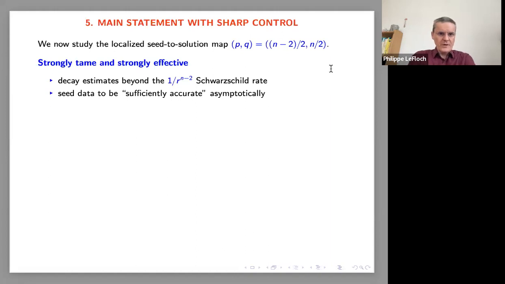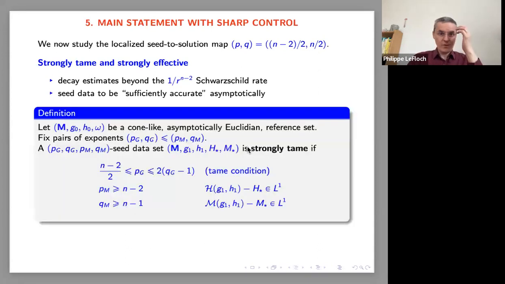And look now at strongly tame, strongly effective decay. So that's a new definition that I would like to make. Basically, I'm going to make stronger assumptions, which I call strongly tame and strongly effective. And strongly tame is defined by asking simply that the matter exponents are at least these harmonic rates. Again, I'm always thinking dimension 3. So PM would be 1, and QM would be 2.